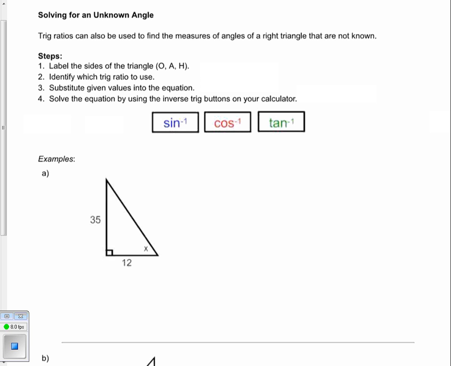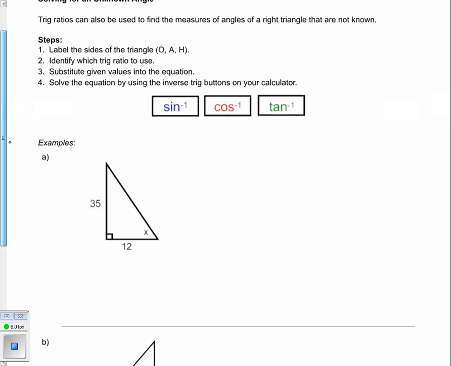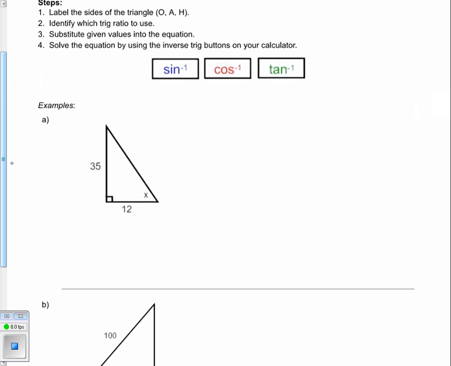The second thing you need to do is identify which trig ratio to use, oftentimes just by going through and identifying SOHCAHTOA and then using process of elimination. Then you substitute the given values into the equation, and then you solve the equation by using the inverse trig function on your calculator. So we've got two examples here that we can attempt this with.